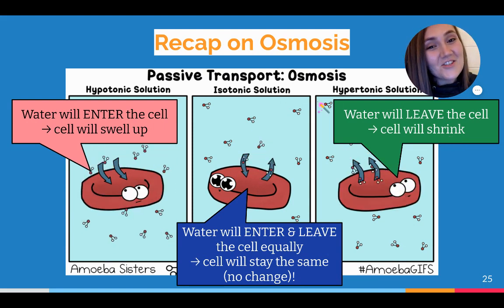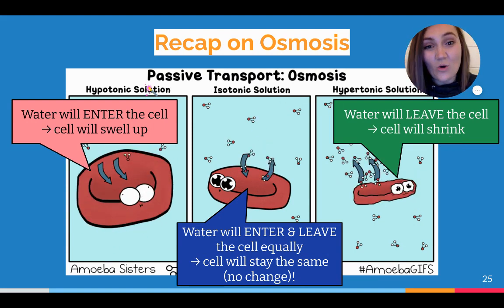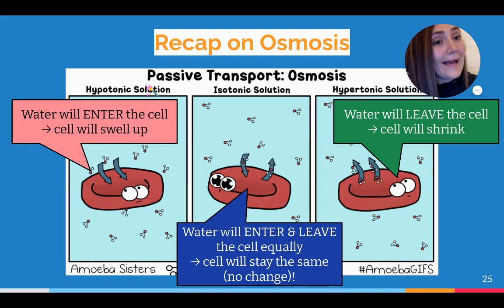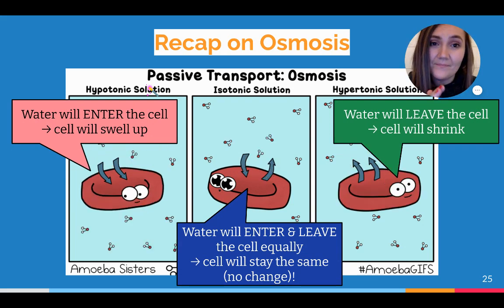So the ideal situation is isotonic. We don't want hypotonic, cells getting big. We also don't want hypertonic, cells shrinking.